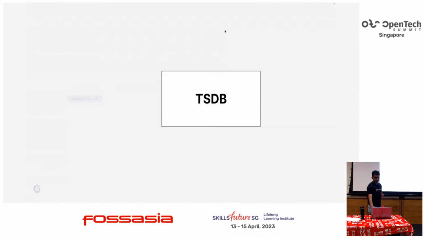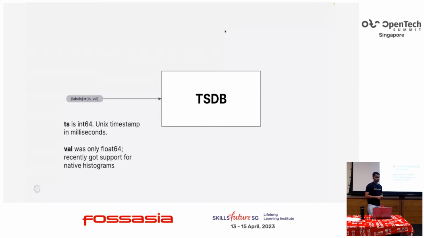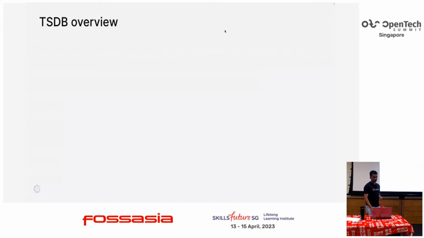So here there is a TSDB, and the sample that we are going to talk about has a timestamp which is a 64-bit integer, which in Prometheus we store as milliseconds because we found that's enough for most of the use cases. And in case of value, it's a float64 value. Prometheus right now supports more than float64, with a custom data structure to store high resolution histograms. But for the sake of this talk, we are only going to talk about a sample having a 64-bit integer and a 64-bit float value. So before diving into how it stores inside a TSDB, we can look at the overview.